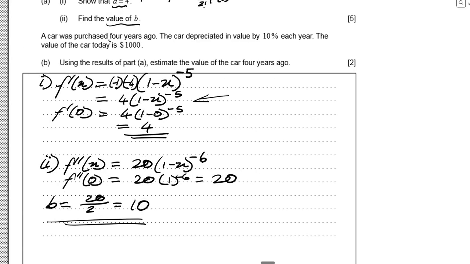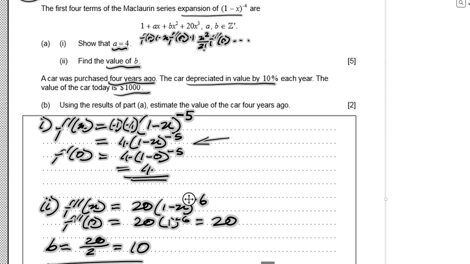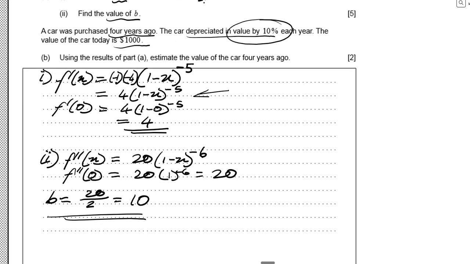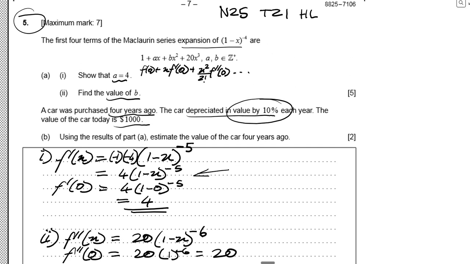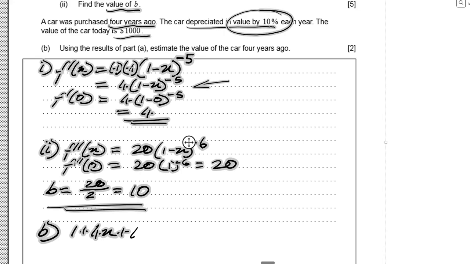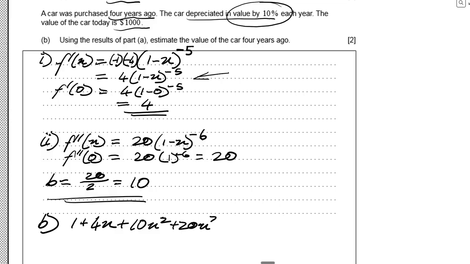Now, the car was purchased 4 years ago, depreciated in value by 10% each year. The value of the car today is 1,000. Now we have to use our result to estimate the value of the car 4 years ago. So, the car was purchased 4 years ago, 10% each year. So we essentially have to rewrite our equation with our determined values for x plus b was 10, and we had 20x squared, x cubed, sorry.